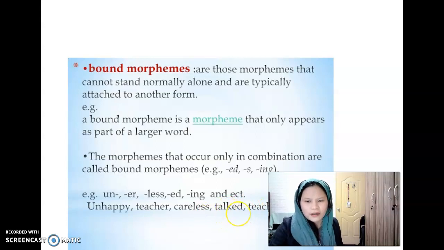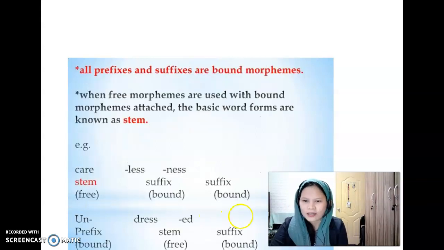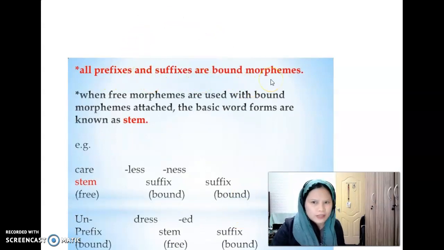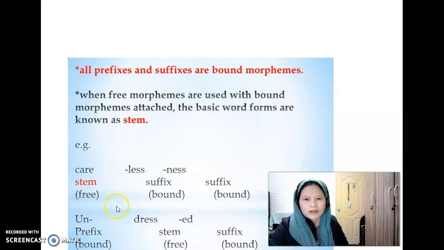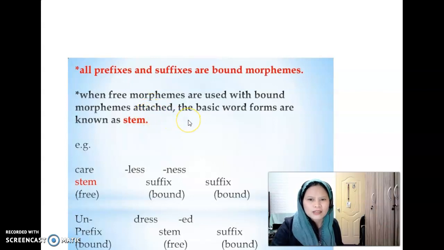Also talked with an ed. The whole word can stand alone as a free morpheme, while ed cannot stand alone. Also with the word teaching, adding ing. So all affixes and suffixes are bound morphemes. Basically, that's exactly what it is. By the way, when you say free morphemes used with bound morphemes attached, you can call it the stem, as a base word form.